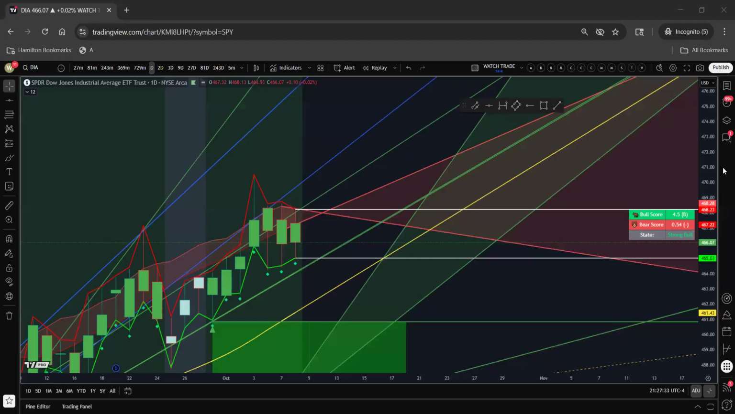Let's see. Hold on, I apologize. There is light green. I'm just going through the chat. Michelle, there is light green in this chart.